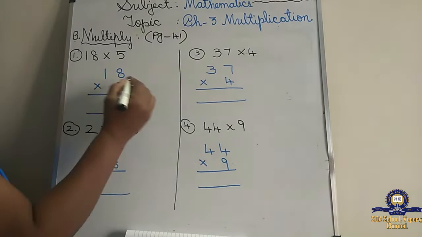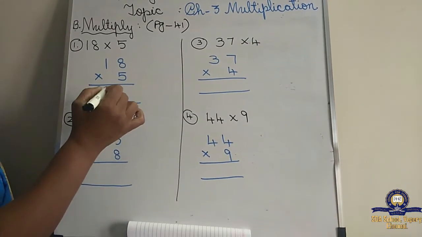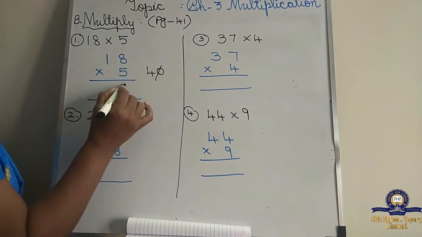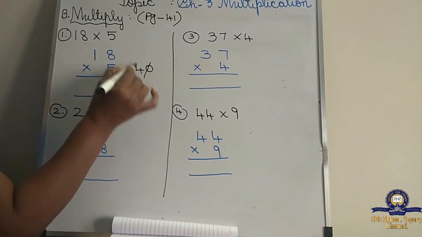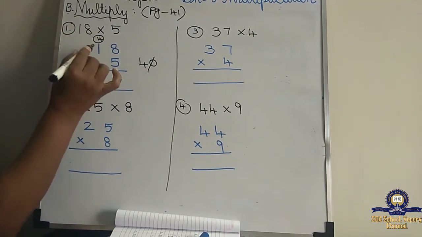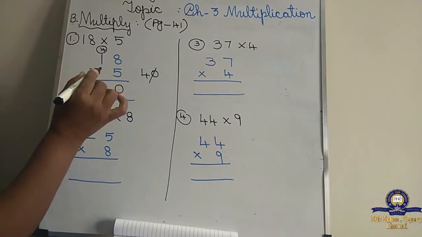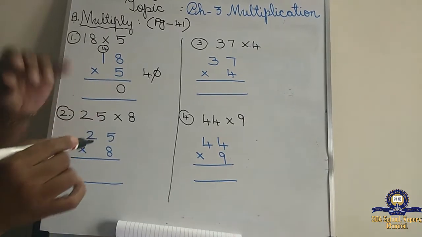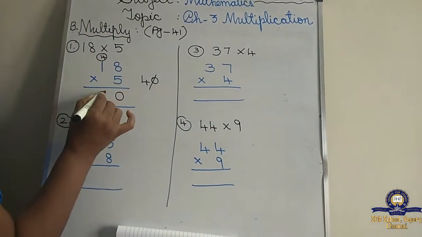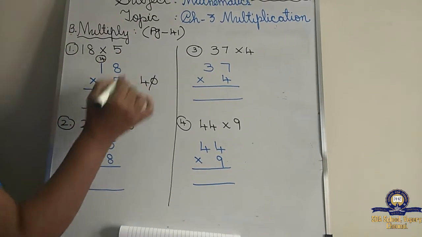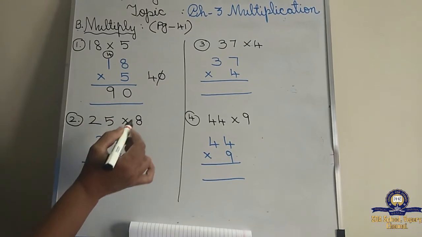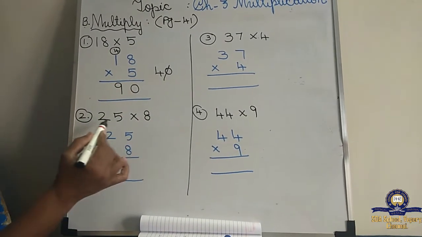5 8s are 40. Can you write the 40 as it is? No. You write 0 here and bring the 4 up here. 5 ones are 5. 5 plus 4 is 9. So what's the answer, children? 9. So 18 5s are 90. Understood?